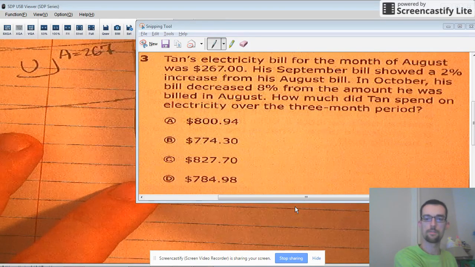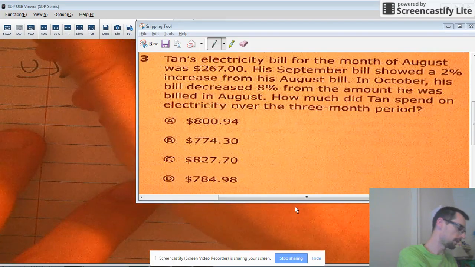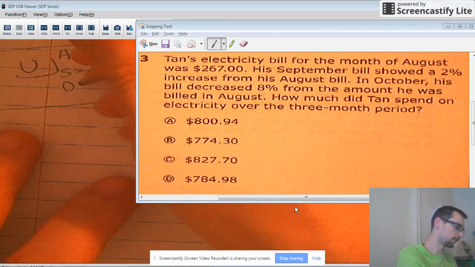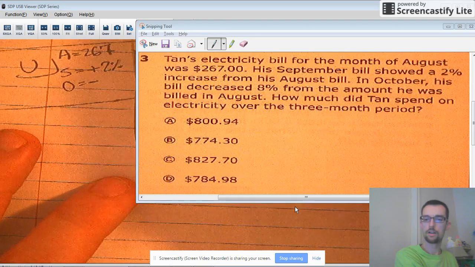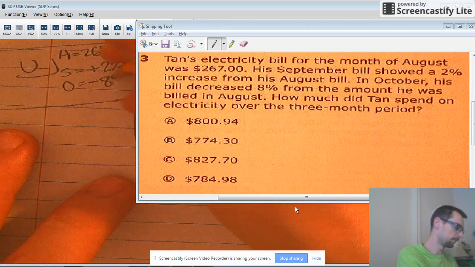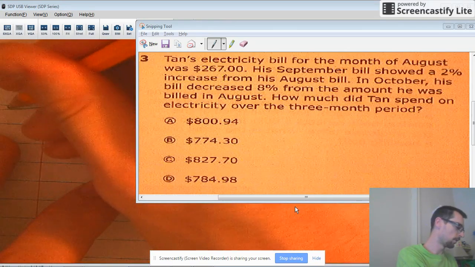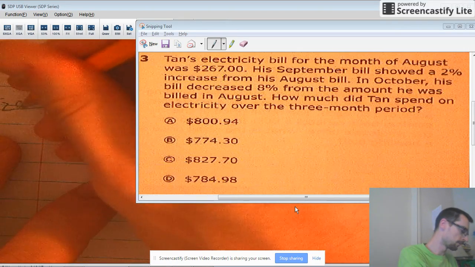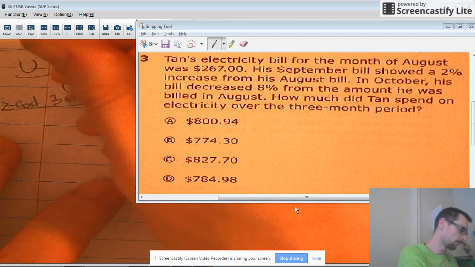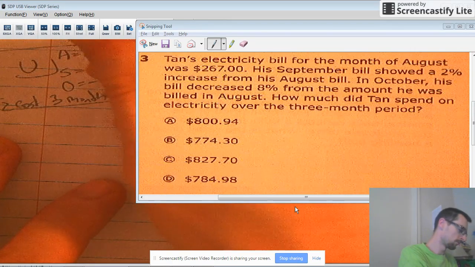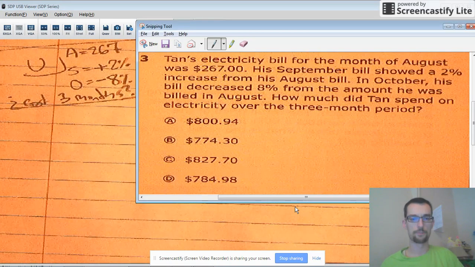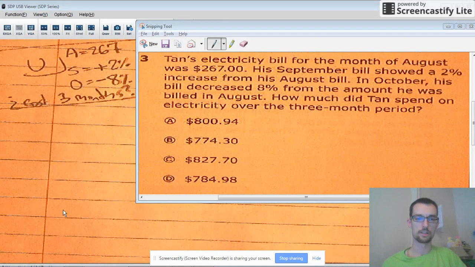I know September is an increase of 2%. And I know October is a decrease of 8%. And I want to find out what he spent over 3 months. Okay, what is the cost for 3 months? All right, I'm ready to work this out here.